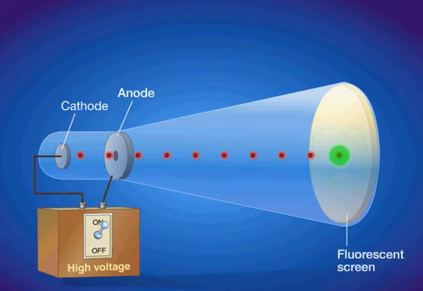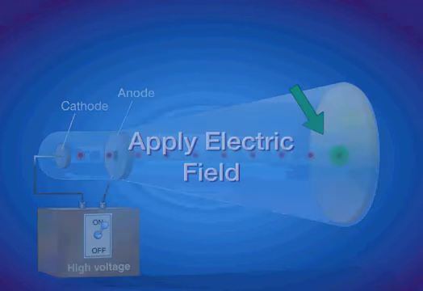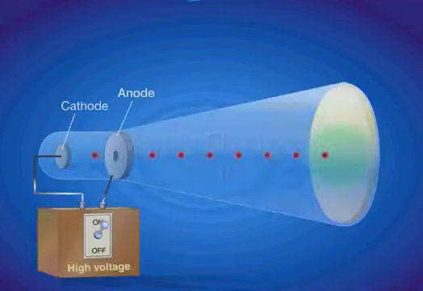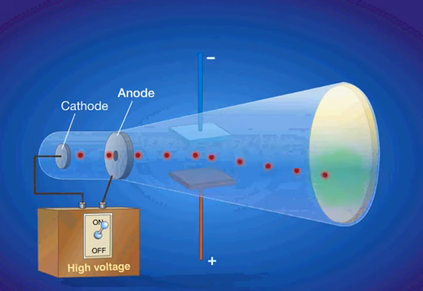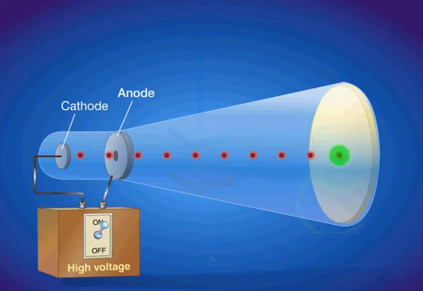When the ray strikes the specially coated surface, the cathode ray produces a strong fluorescence, or bright light. When an electric field is applied across the cathode ray tube, the cathode ray is attracted by the plate bearing positive charges. Therefore, a cathode ray must consist of negatively charged particles. We know these negatively charged particles as electrons.